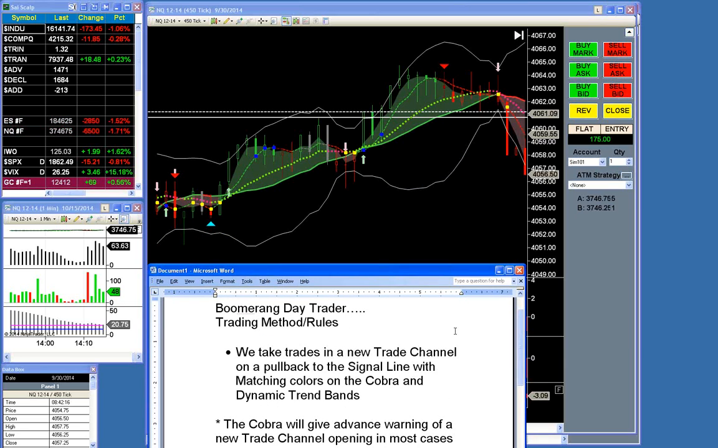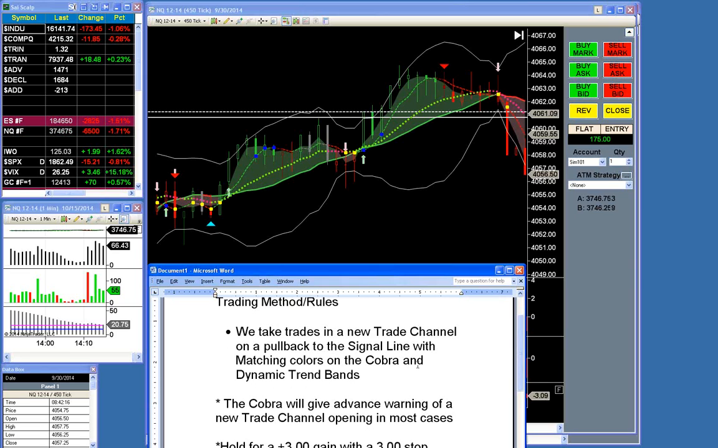The bottom line is we take trades in a new trade channel only. This is where we take trades. We take trades in a new trade channel on a pullback signal line. That's always how the trade is going to be set up. To determine when we want to do that, we do that with matching colors on the Cobra and the dynamic trend bands. Again, this is just a general statement, and I went into detail on this in the webinar.